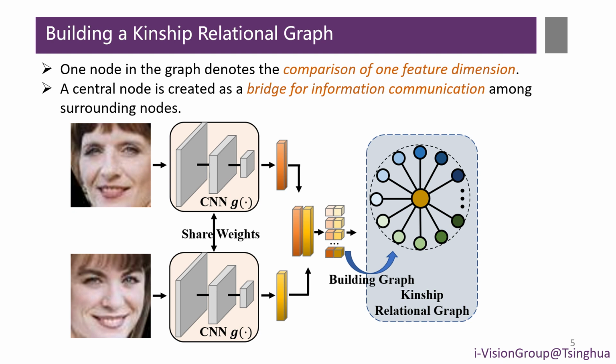To fuse these comparisons, we need to define the interactions of these D nodes. We create a super node that is connected to all other nodes. The super node is also the central node of the star-structured Kinship relational graph, which plays an important role in the interaction and information communication of D surrounding nodes. In this way, we build the Kinship relational graph.